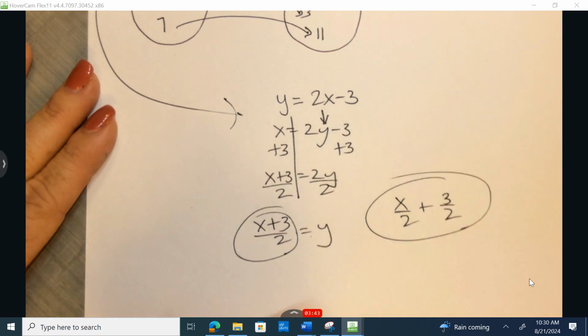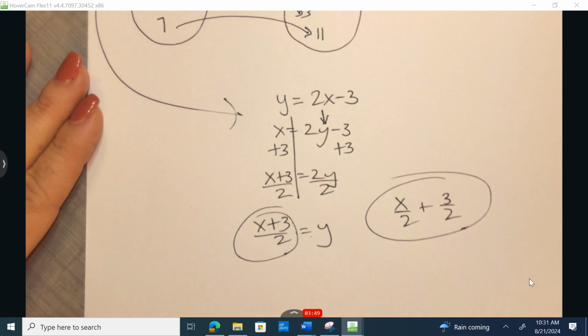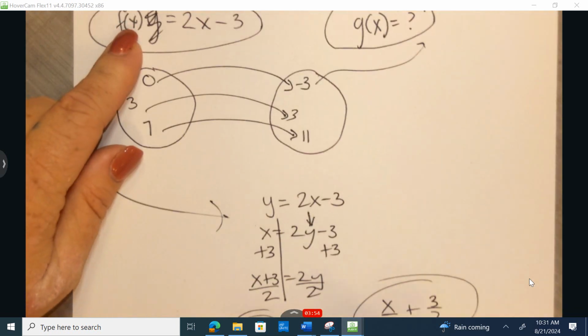Now what I need to do is write this correctly. I need you to stand up right now. You can learn from over there, but you can't have your eyes closed. Stand up over there. So I need to rewrite this as the inverse.